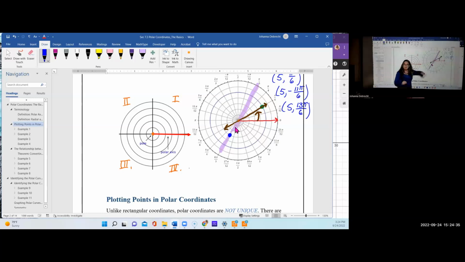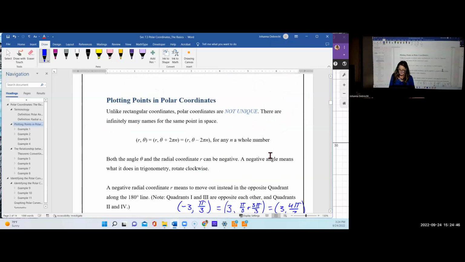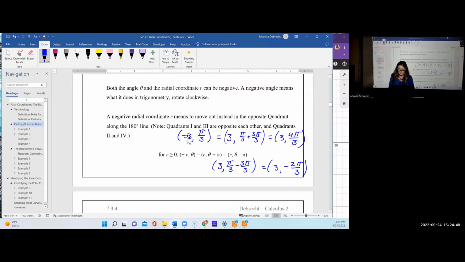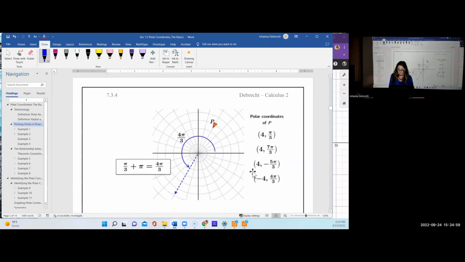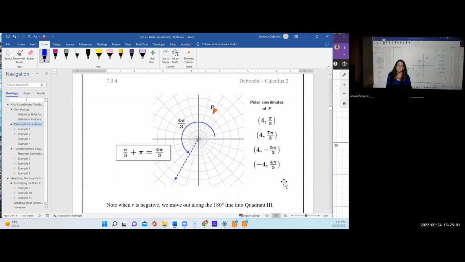Now, if I went -2 pi over 3, I'd be going backwards, which would put me in exactly the same place. So there are lots of different ways of naming the same point, right? And we've seen 3 of them here, right? One with the negative radial measure, one with a positive moving by pi forward, and one with a negative angle moving pi backwards, right?